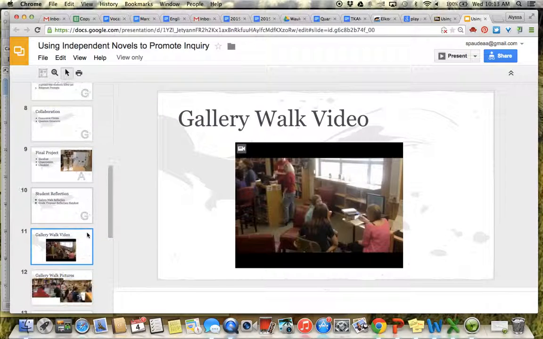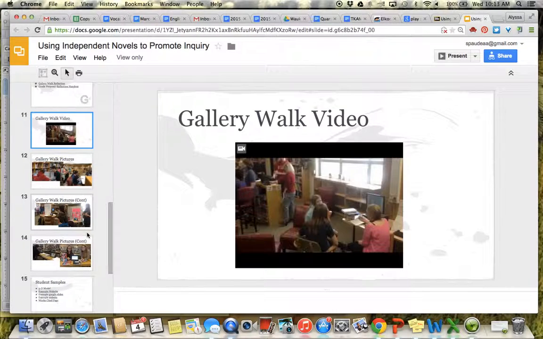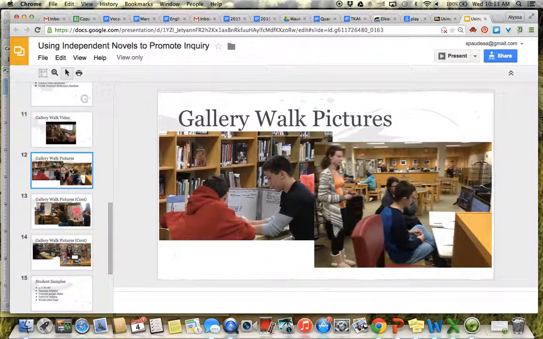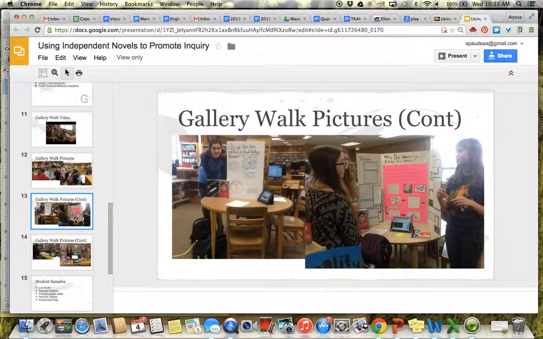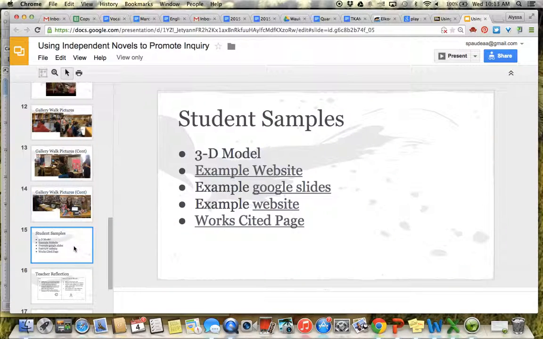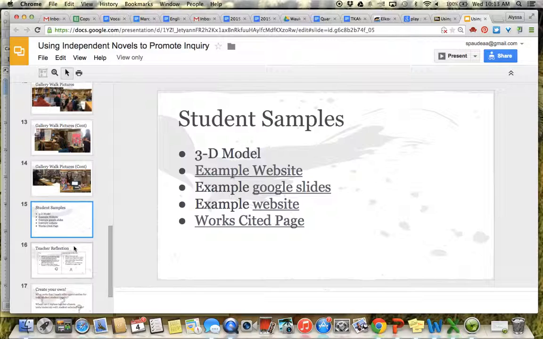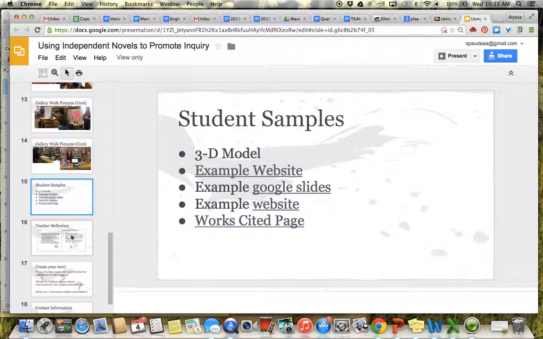This video just shows our gallery walk. You can look at that and see the different students and how they're engaged and interacting with each other. There's also some pictures here that show students either on technology or in front of their 3D models sharing the nonfiction piece that they read. Here are also some student samples. So like we said, the 3D model was in the picture, but there's an example website or a couple example websites there for you to look at, Google Slides, and also a works cited page.